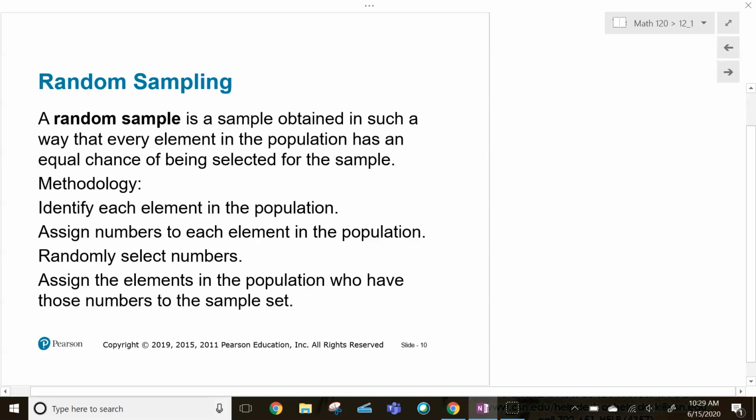All right, random sampling. This is a sample obtained in such a way that every element of the population has an equal chance of being selected. This is like a gold standard for trying to find a representative sample. The methodology is to identify each element in the population, assign numbers, randomly select numbers, and assign the elements of the population who have those numbers to the sample set.